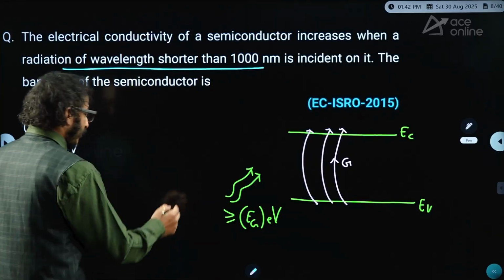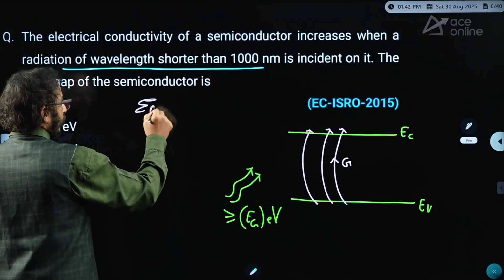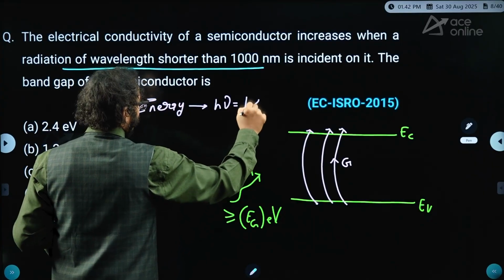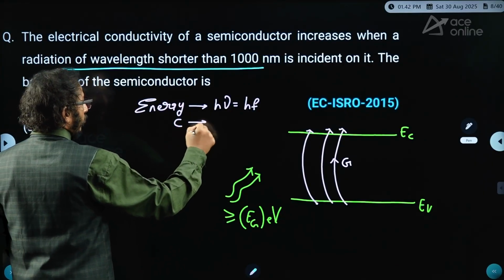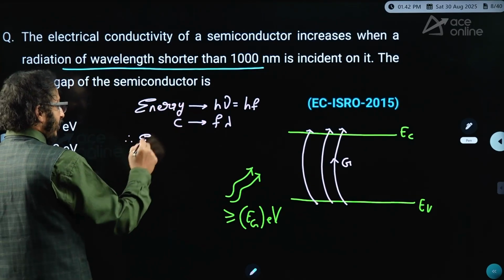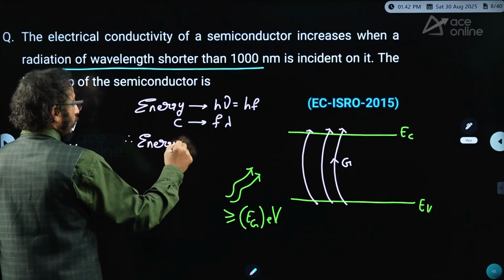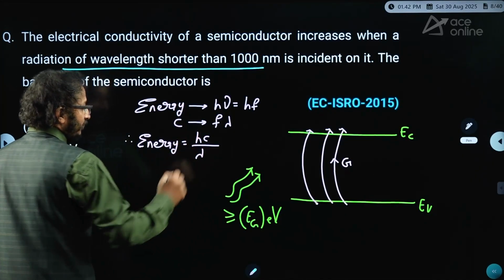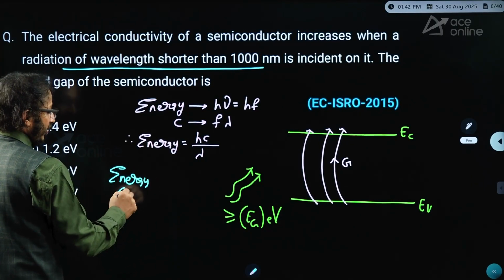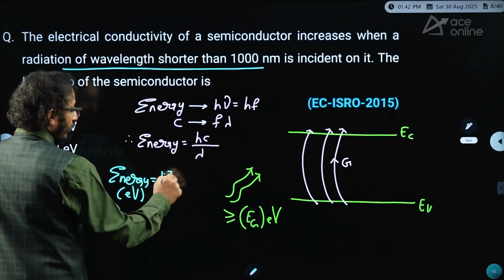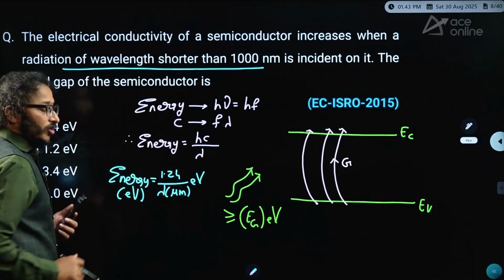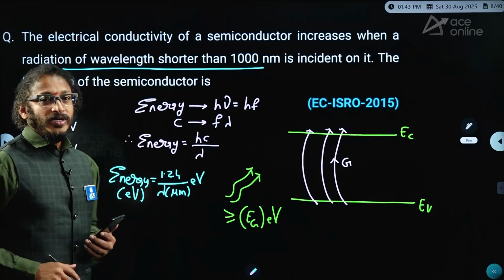Whenever light is incident, have you remembered the energy of a photon? Energy of a photon is h mu, or we say hf. In a similar way, velocity of a photon or light is f lambda. Therefore, if I relate both, the energy is hc by lambda. If energy is in electron volts, I could represent this as 1.24 by lambda, where lambda is in micrometers, and the units must be electron volt. This is the energy of a photon.